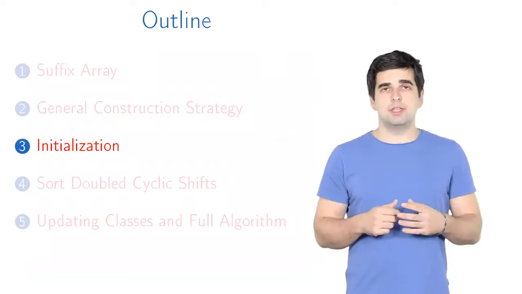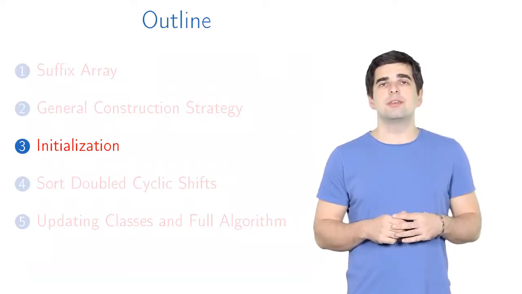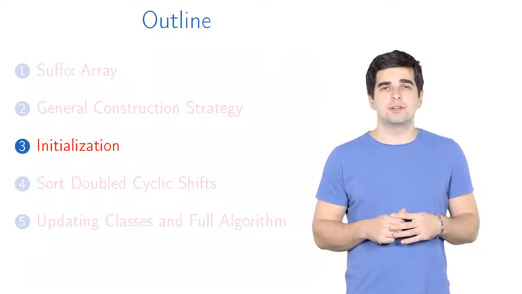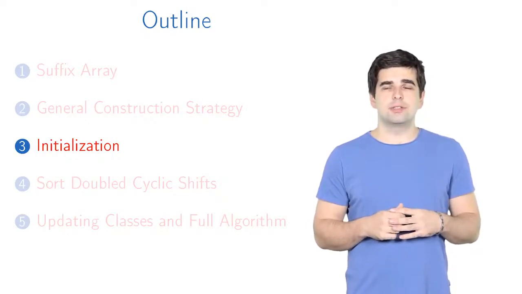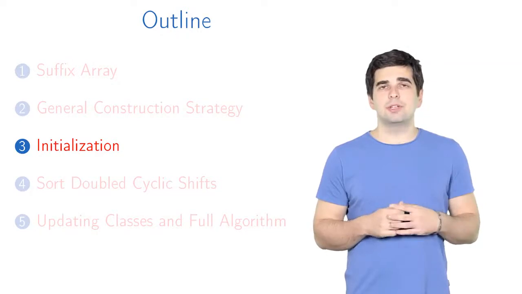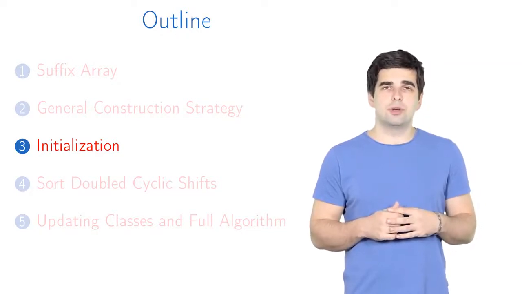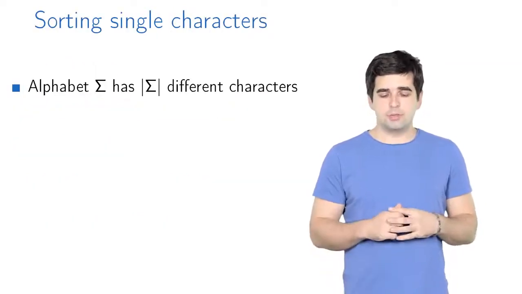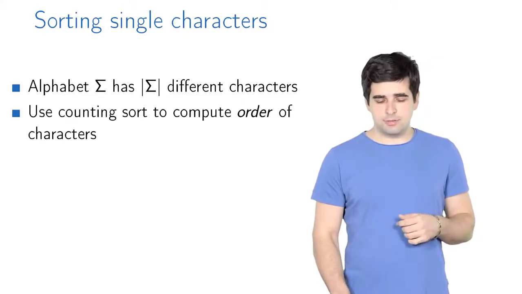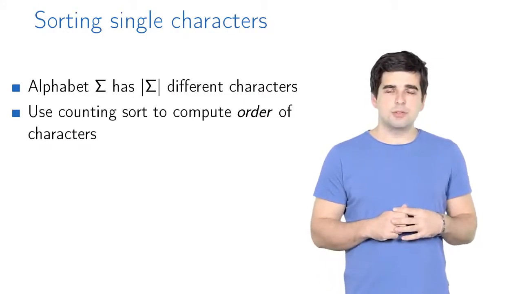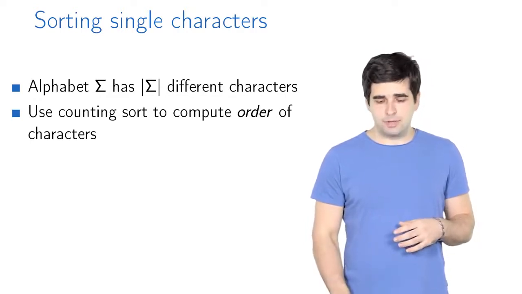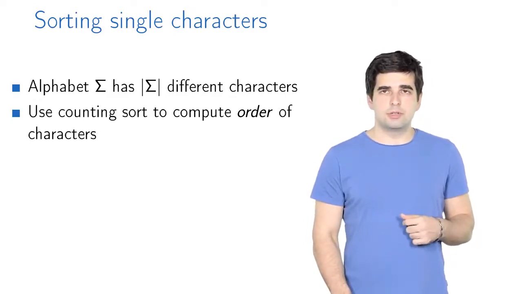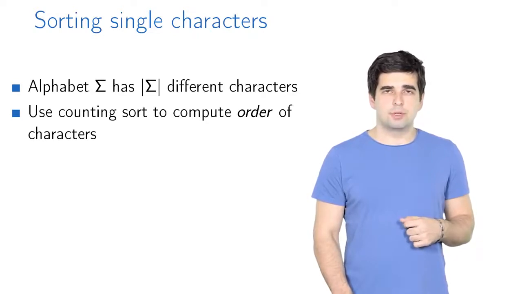Hi! In this video, you will learn the algorithms used in the initialization phase of the suffix array construction. Those are sorting of the single characters of the initial string and also computing equivalence classes of those characters. First, we assume the alphabet is finite, and thus we can use counting sort to compute the order of the characters. You probably remember counting sort from the first course, Algorithmic Toolbox.